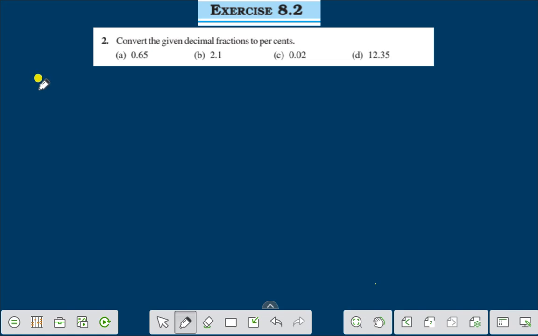Number A is 0.65. That is equal to, 0.65 means 65 divided by 100. If we convert it into percent, we have to multiply it by 100%. And that comes to this 0, this 0, this 0 and this 0. That is equal to 65%.